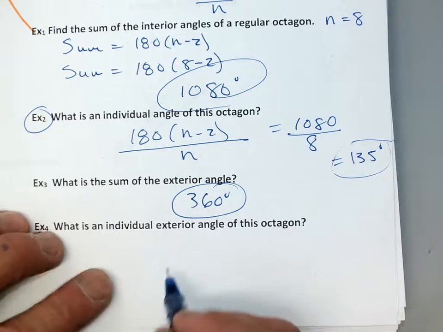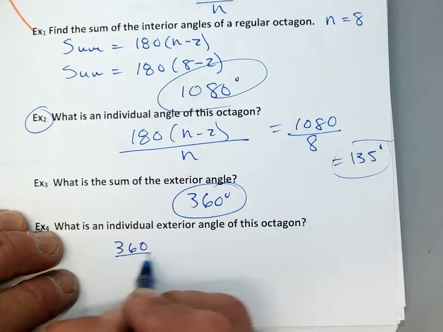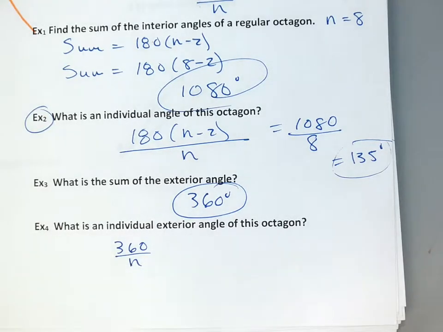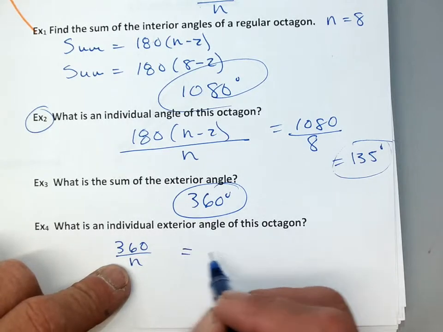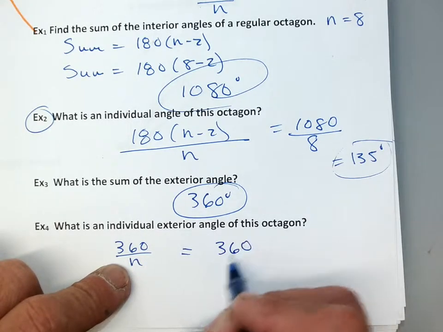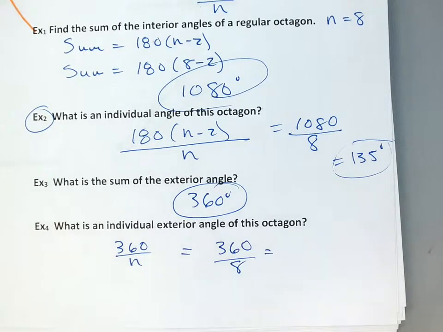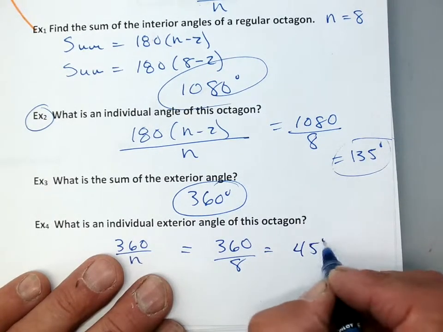But then if I want one of them, I would take the 360 and divide it by n, which is the number of sides, which in this case is 8, because it's an octagon. And what is that, 45, I think? Yeah, 45. So it's 45 degrees.